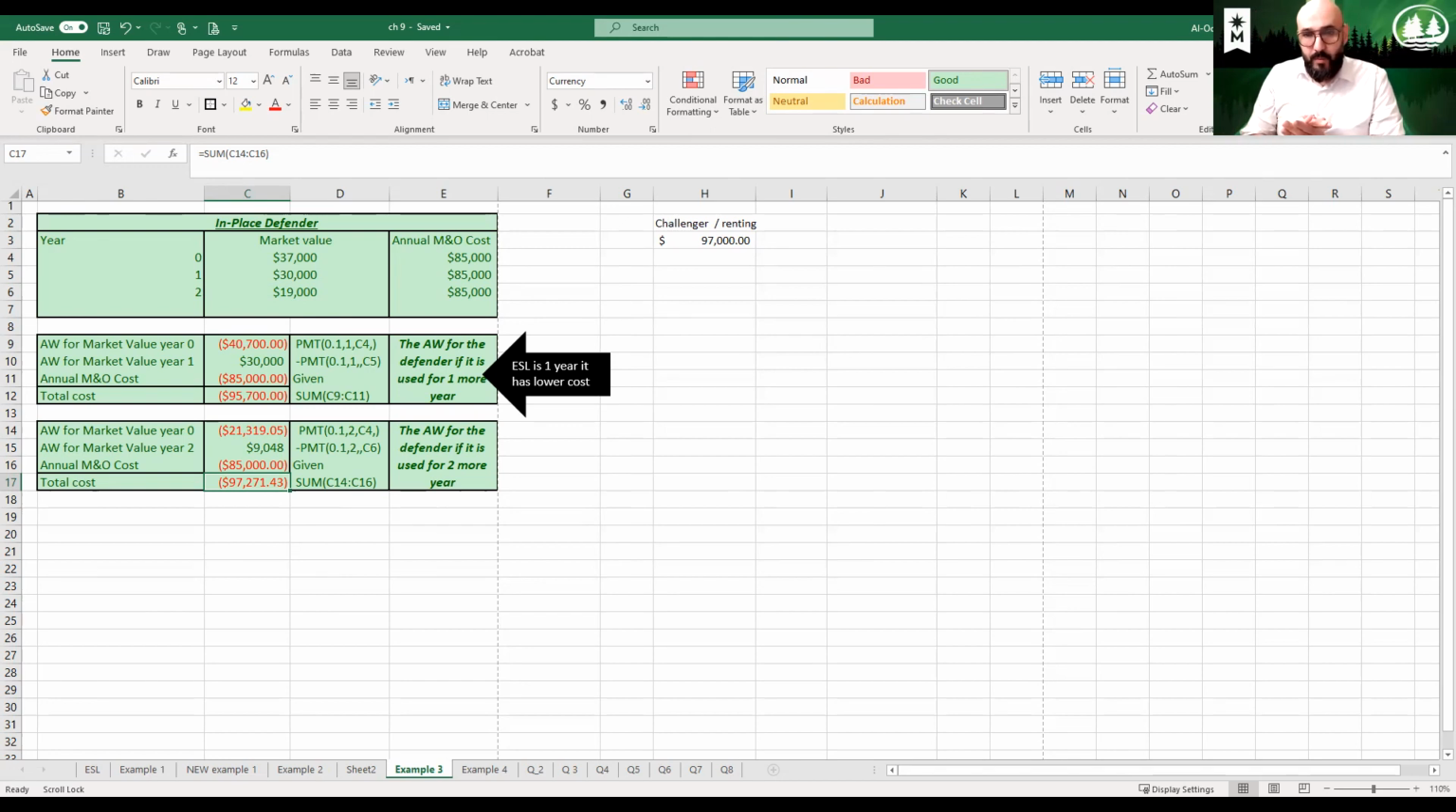So what would be the conclusion? The conclusion is to keep the in-place defender for 1 year, and then on the second year we switch it and replace it with the challenger. So in this case, the ESL is 1 year because it has the lowest cost in here. All right, so I hope this is helpful. I'm going to stop my video right here.